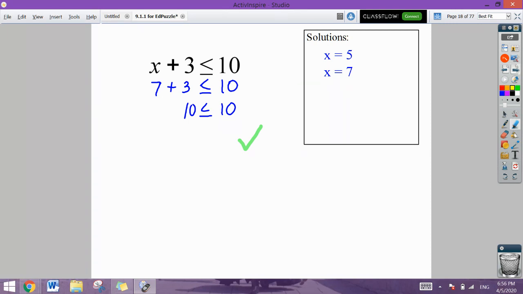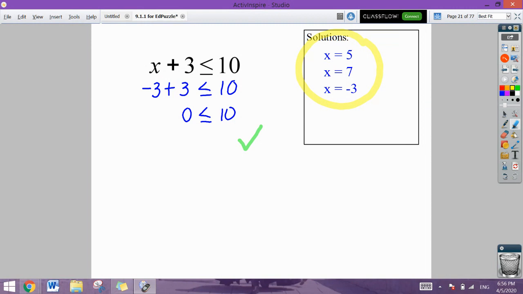Okay, another solution to this inequality is a negative 3. So let's plug in a negative 3 right here. Negative 3 plus 3 is 0. And 0, is that less than or equal to 10? Yes, it is. So that's why negative 3 was a solution. So just like I said before, there's an infinite number of solutions, right? These are not the only 3 solutions to this inequality.